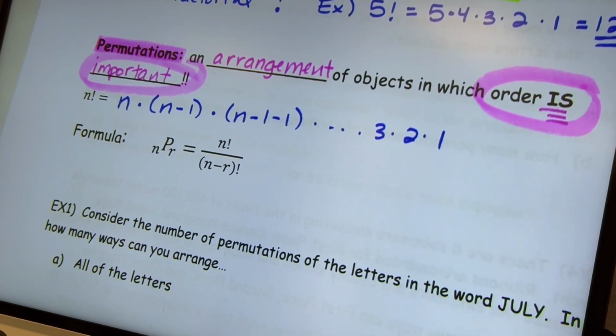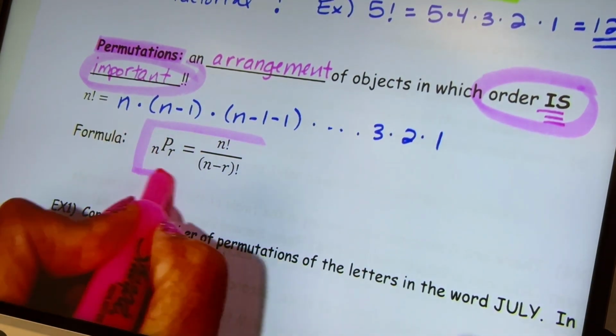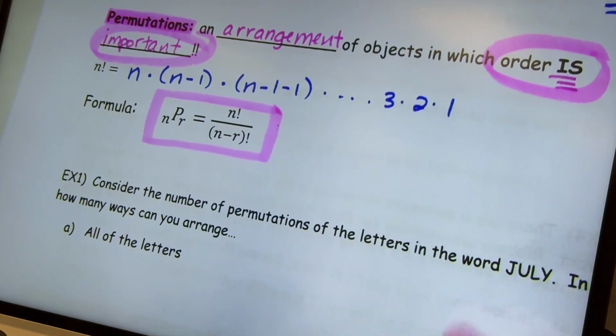Okay, all right, so the formula for a permutation is nPr is equal to n factorial over n minus r factorial. Okay, so this is the formula you're going to use. And I'm going to show you how to do it the long way first, but there is a feature in your calculator that lets you just type it in and boom, you're done. It's kind of nice. It's actually not kind of nice, it's really nice.